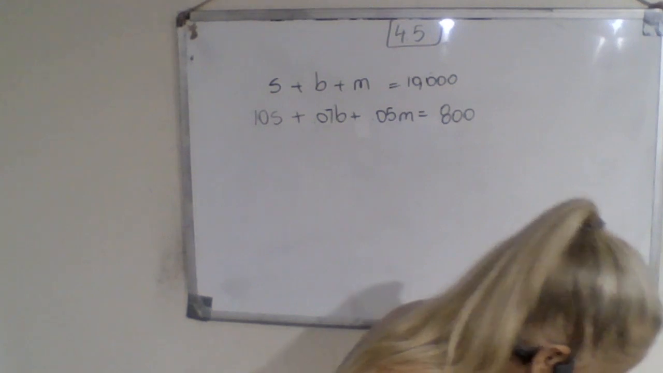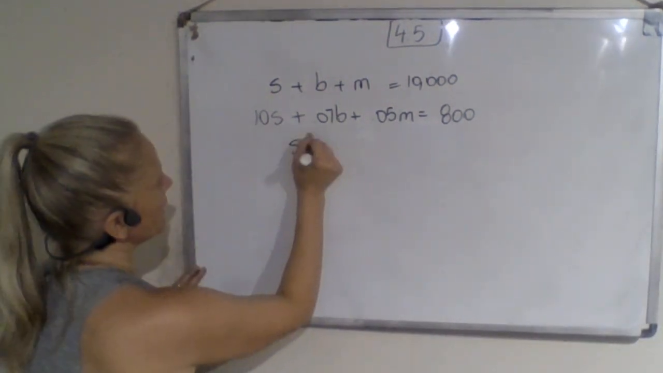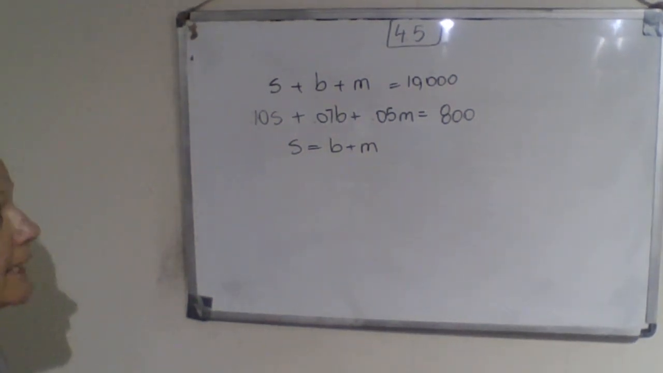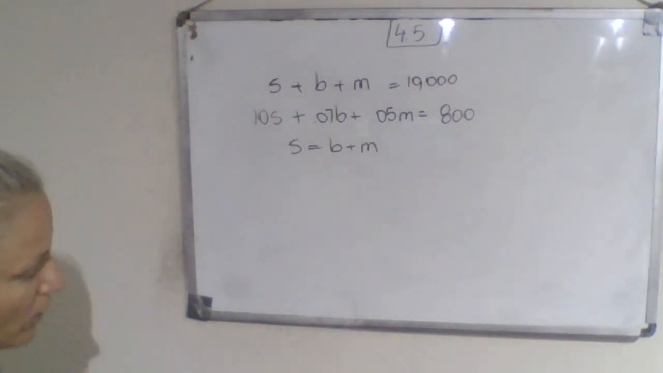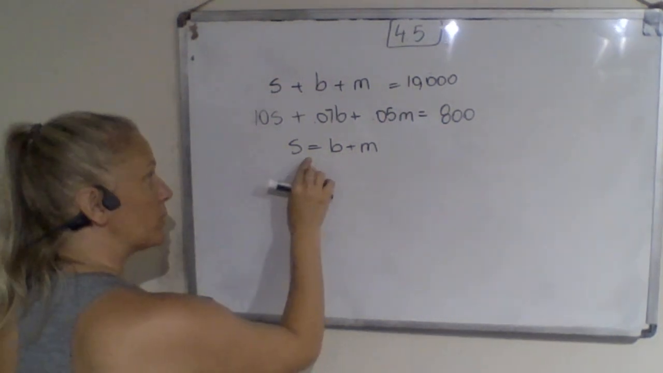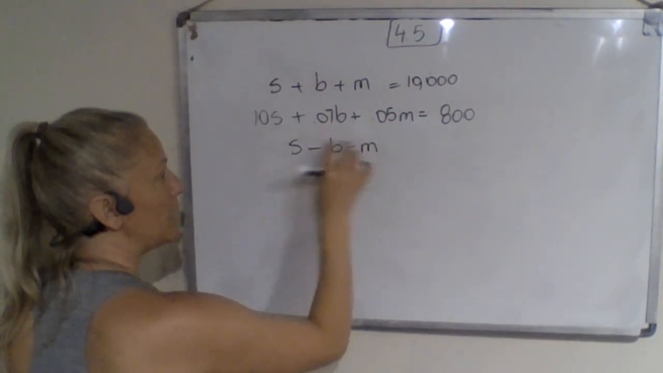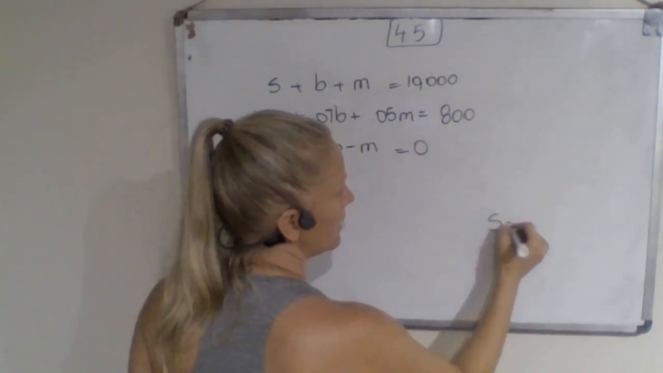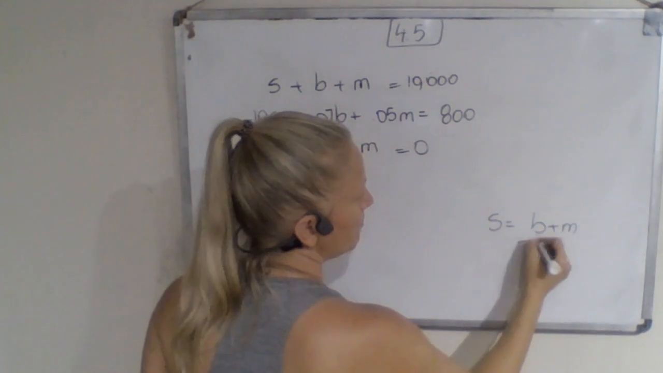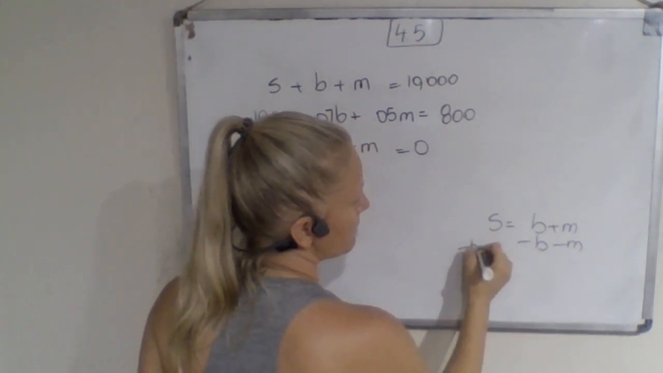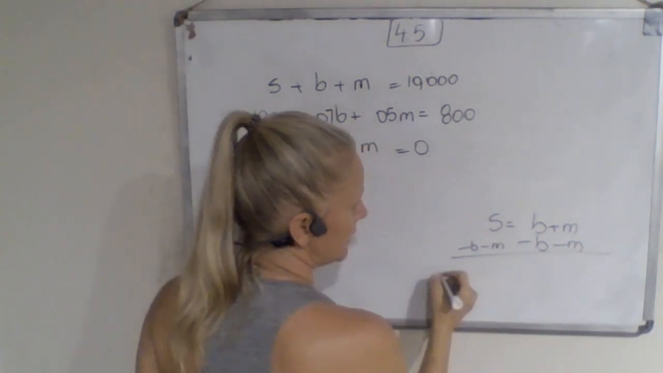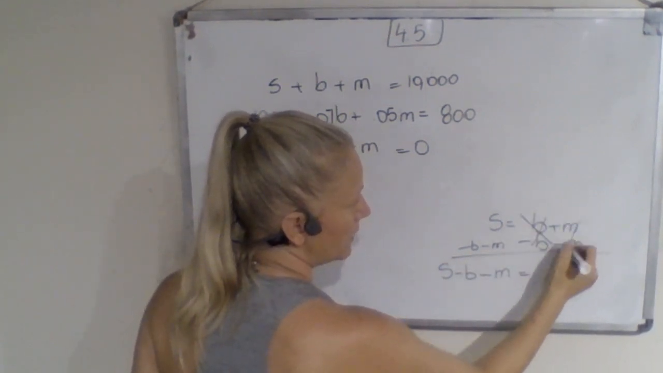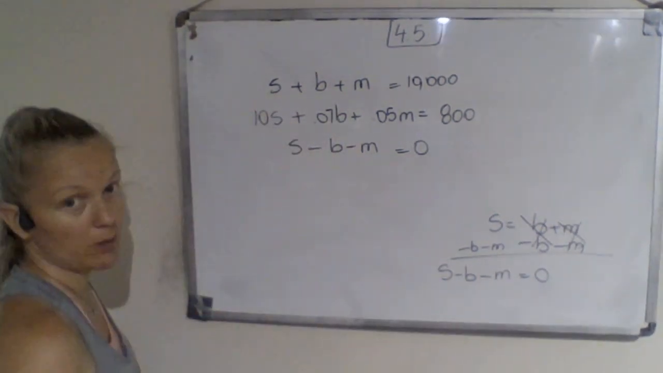My last thing that I know is my stock equals my bonds plus my money market funds. I can rewrite this. I'm going to rewrite it right now on the board. I'm going to bring the b over by minus it. I'm going to bring the m over by minus it, and it's going to equal 0. How did I do this? Really quick. S equals b plus m, minus b, minus m. I'm bringing them to the other side. This becomes s minus b minus m equals 0. That's how we got there.